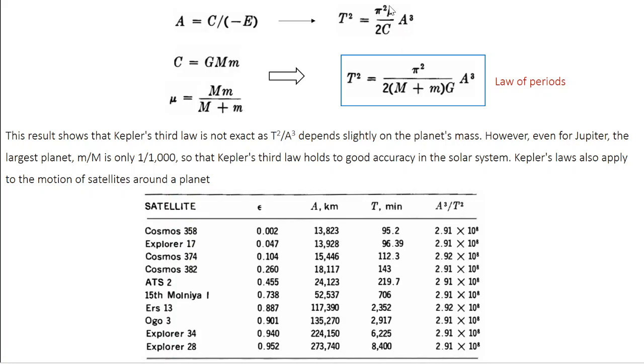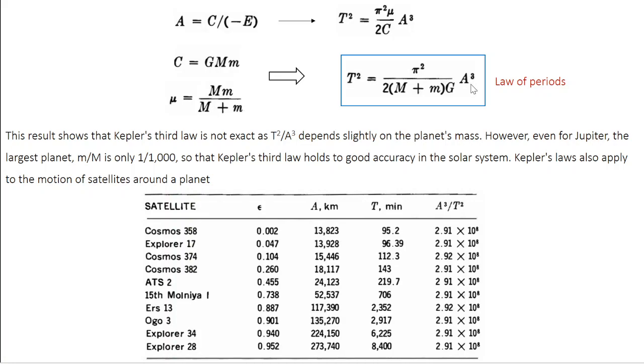So let's convert these parameters into a more familiar shape. We know that C equal to G into M, where capital M is the mass of Sun and small m is the mass of the given planet. And the reduced mass mu is given by capital M small m divided by capital M plus small m. So when you make these two substitutions in this equation, you get T square equal to pi square divided by 2 into capital M plus small m into G into A cube.